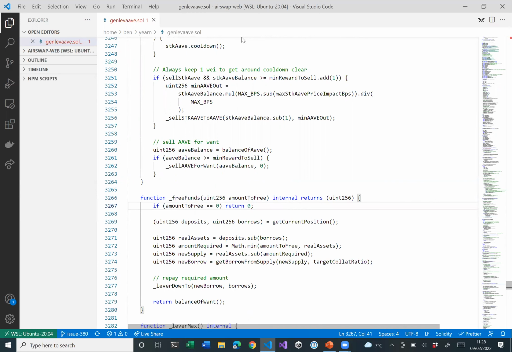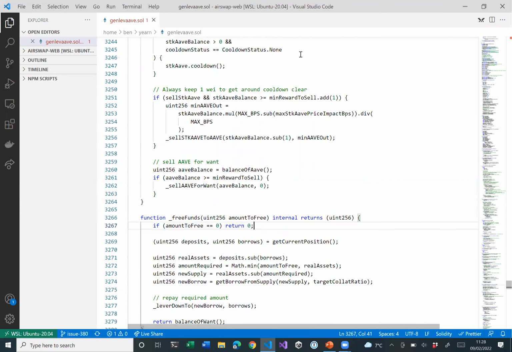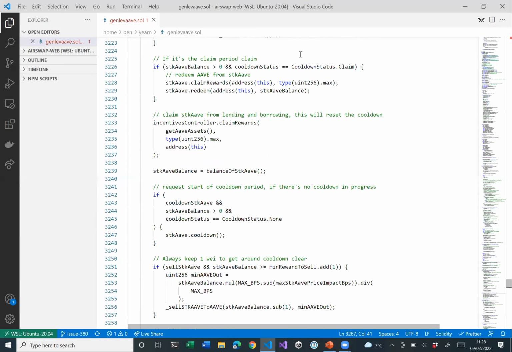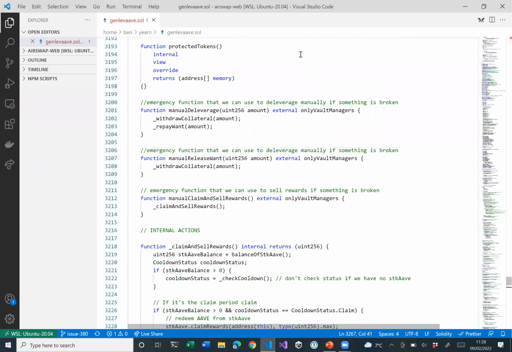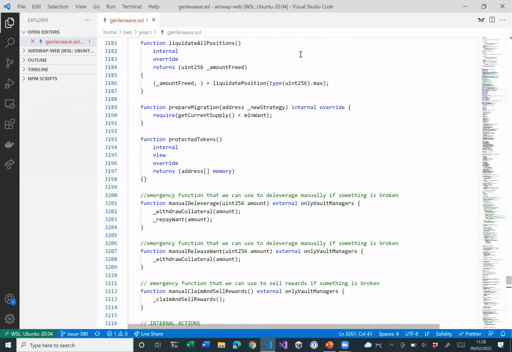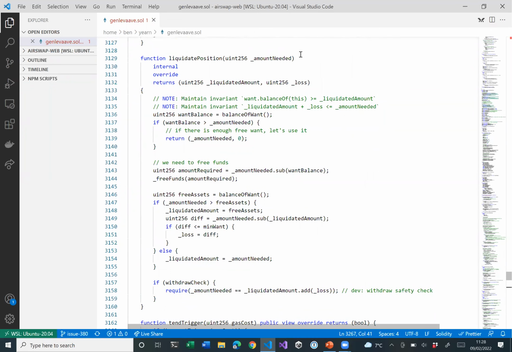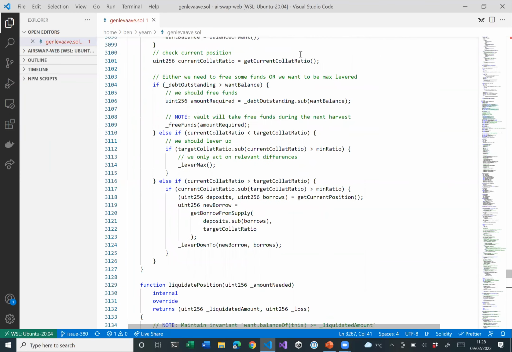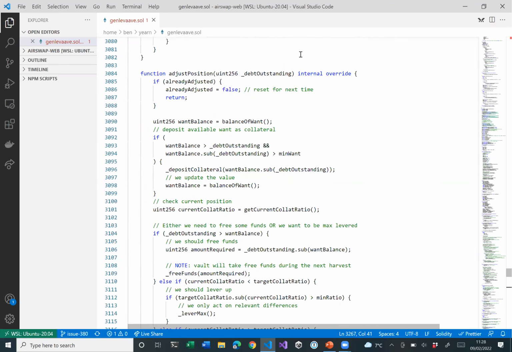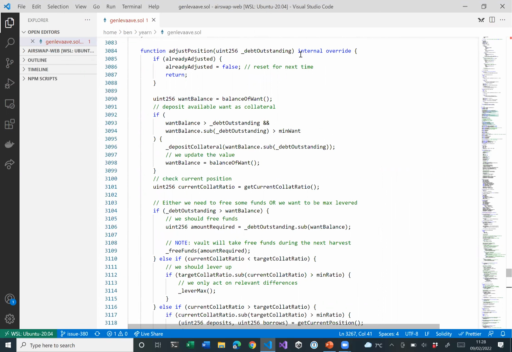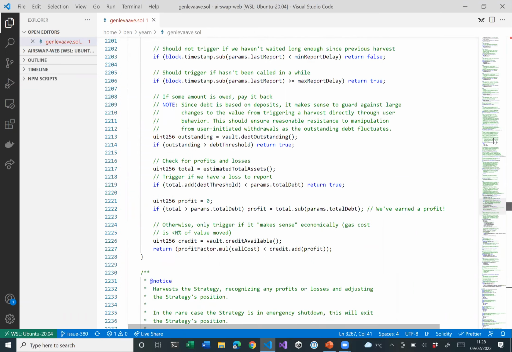Does it have any function that checks the borrowing rate versus the deposit interest rate? It's a good question. I mean, it must do. I imagine it should have, right? Because if it's not economical to borrow, then it's not worth doing it. Yeah, you're right, exactly.